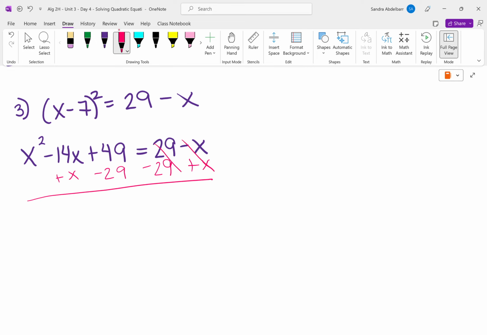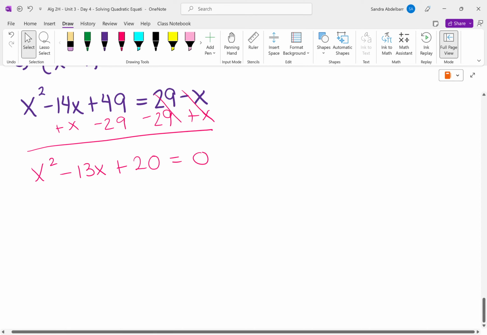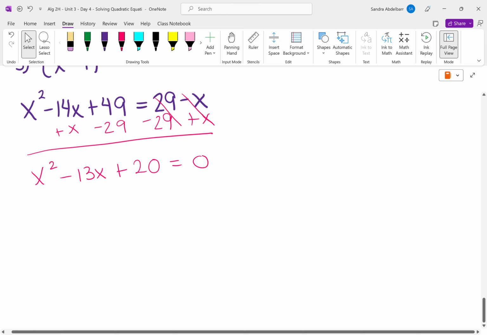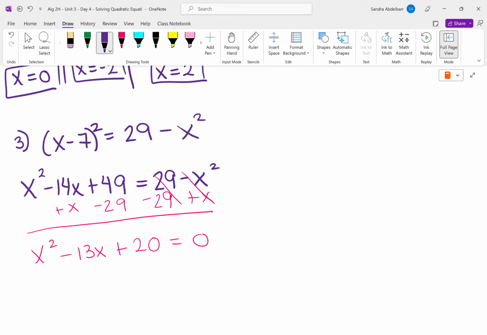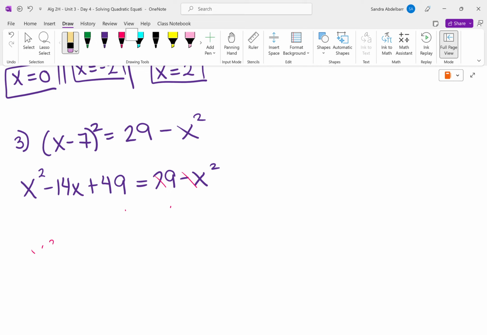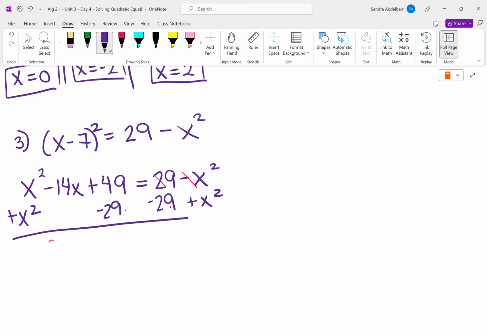So now we're going to subtract that 29, we're going to add that x, and then we will have x squared minus 13x plus 20 equals 0. Oh, sorry guys, this is wrong. This should have been an x squared because this isn't going to factor. Sorry, the problem I just wrote down wasn't going to factor. Let's fix this. So we're still going to do the same process. We will subtract the 29 and add the x squared.